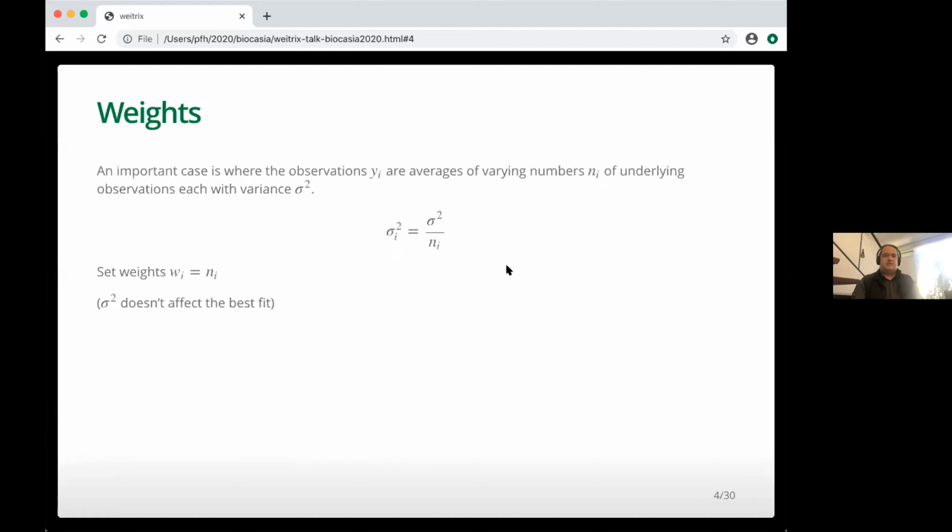A particular case of weights that's quite important is where your observations are actually averages of some underlying observations, with varying numbers of underlying observations. In that case, appropriate weights are the number of underlying observations that you're averaging.